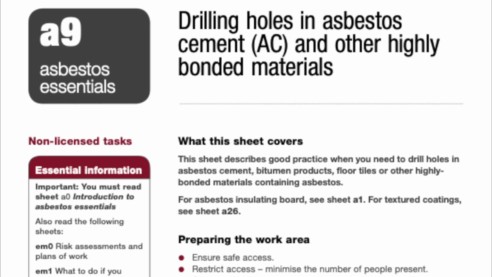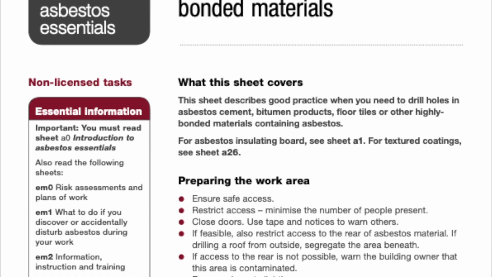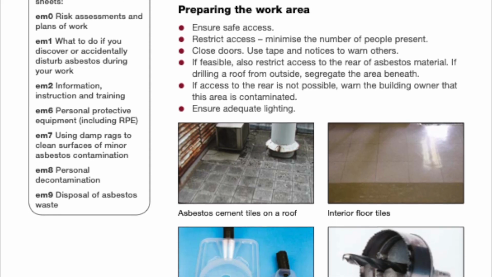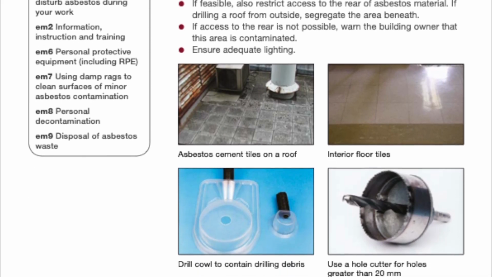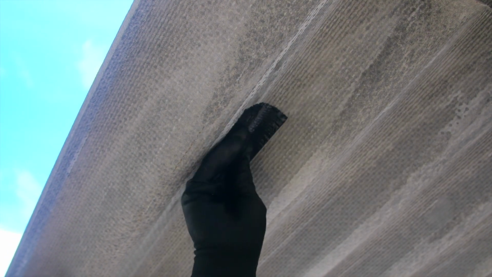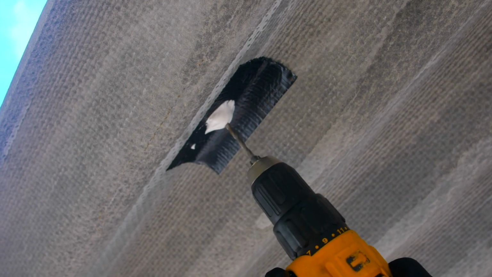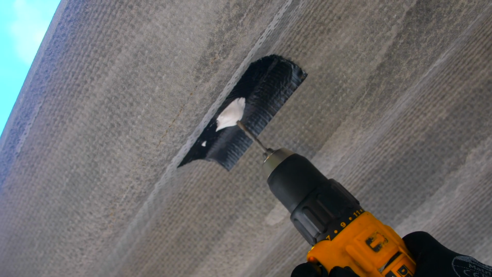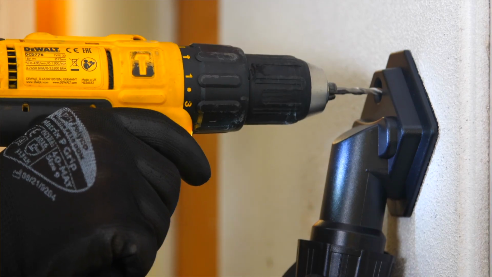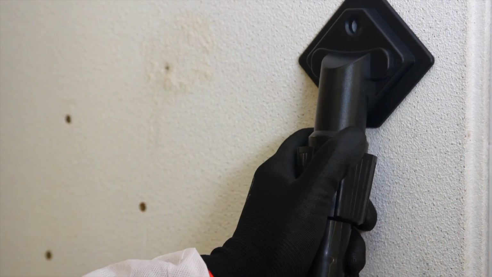If you cannot, refer to sheet A9, Drilling Holes in Asbestos Cement and Other Highly Bonded Materials, in Asbestos Essentials. If you do decide to drill through the asbestos cement roofing sheet, then cover the drilling point with masking tape inside and outside, using appropriate paste or foam to drill through, or have a drill coil linked to a Class H vacuum to control at source.